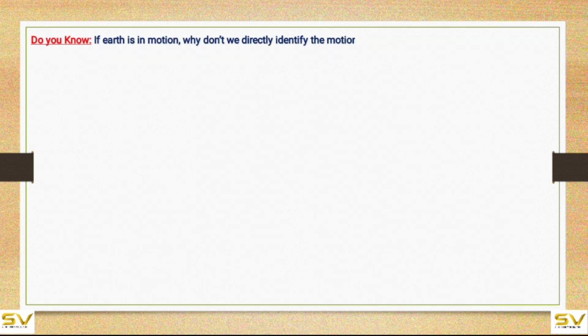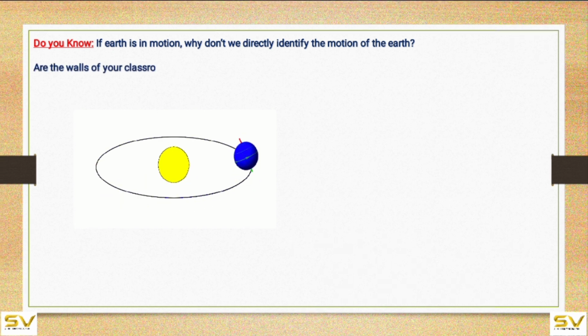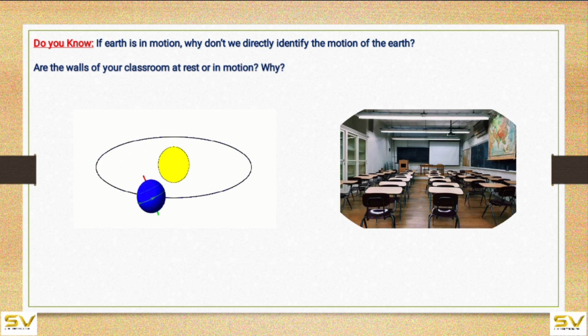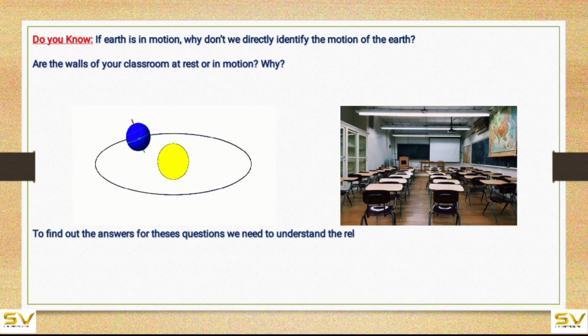Do you know? If earth is in motion, why don't we directly identify the motion of the earth? Or the walls of your classroom at rest are in motion. Why? To find out the answers for these questions, we need to understand the relation between the terms relative and motion.